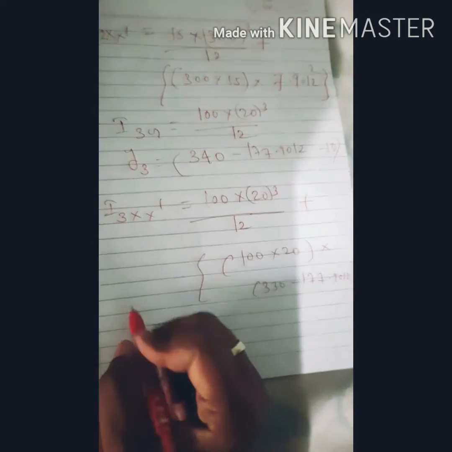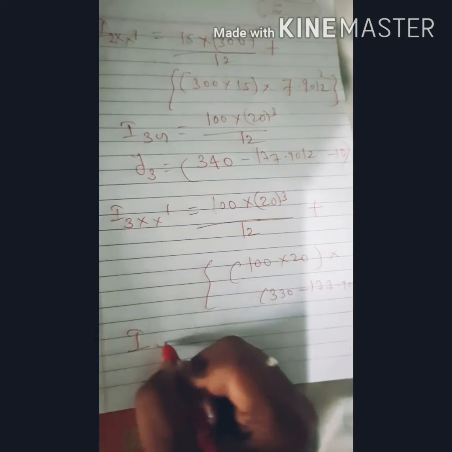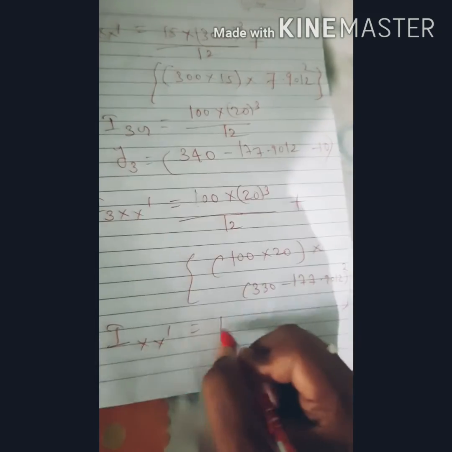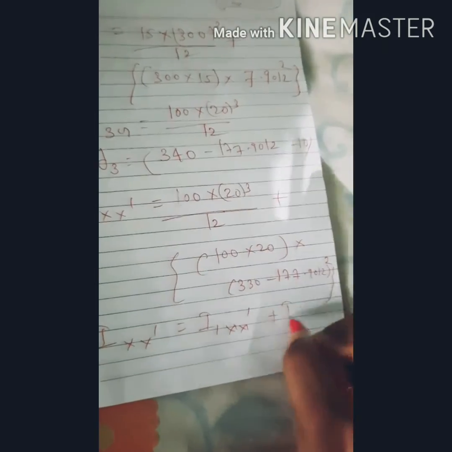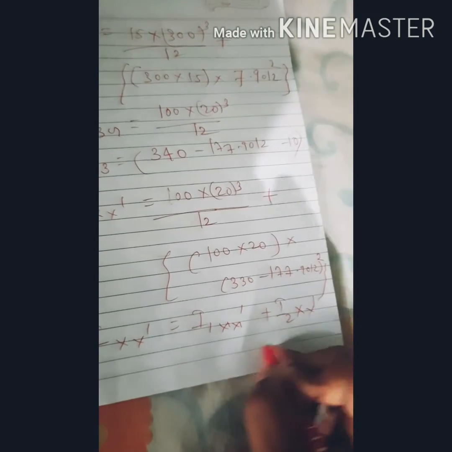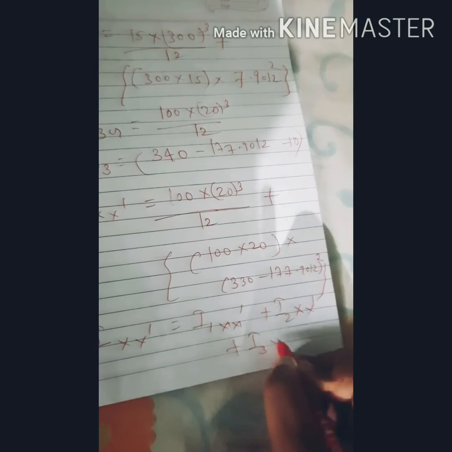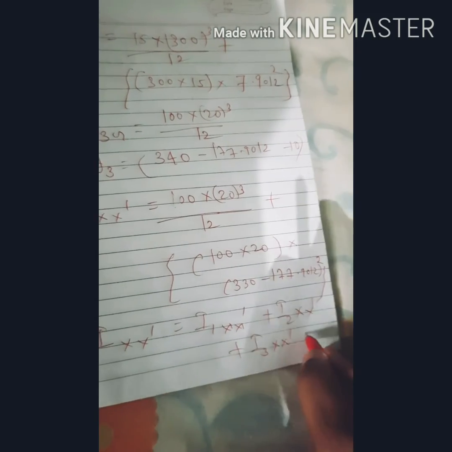Then the moment of inertia of the whole I section about the x-axis will be the summation of I1 about x-axis plus I2 about x-axis plus I3 about x-axis. That will be the answer.